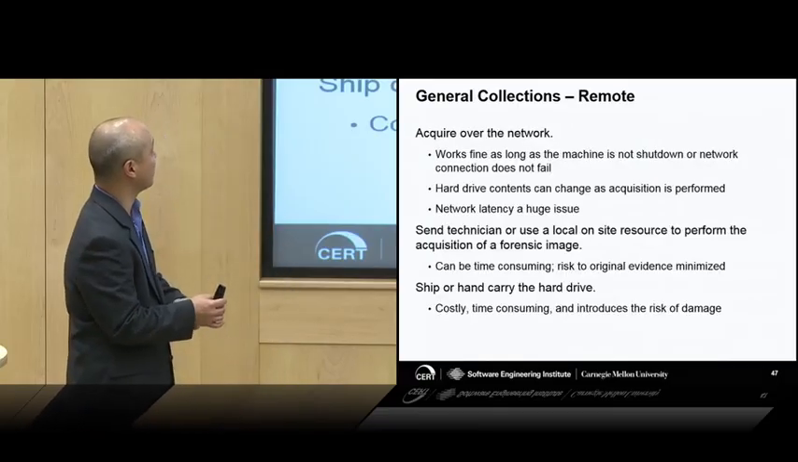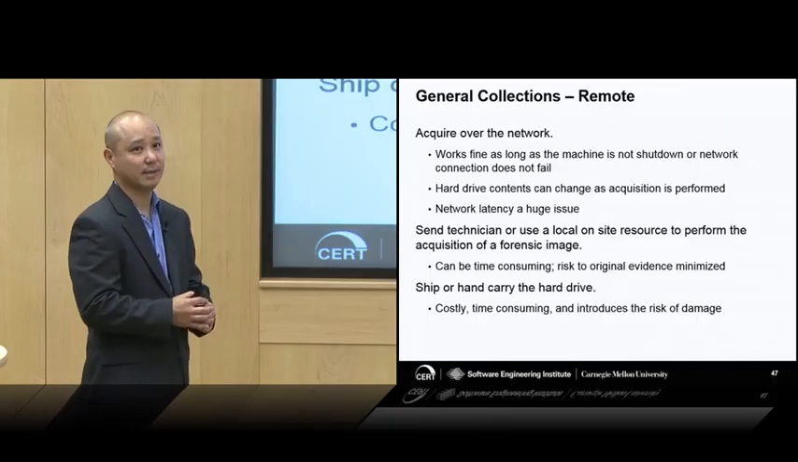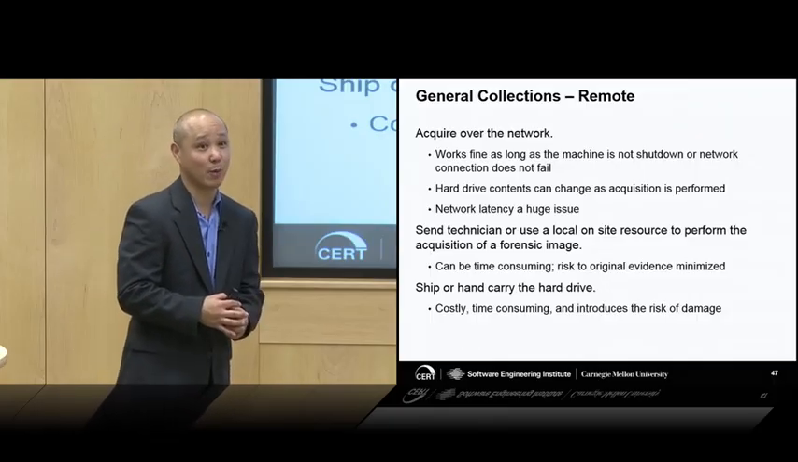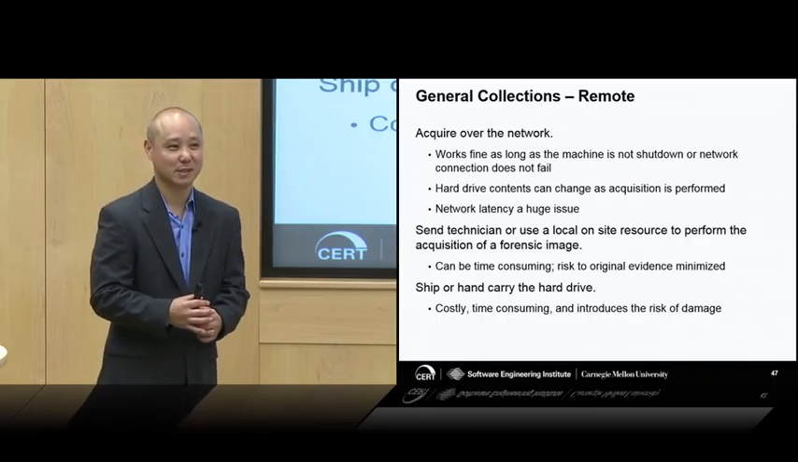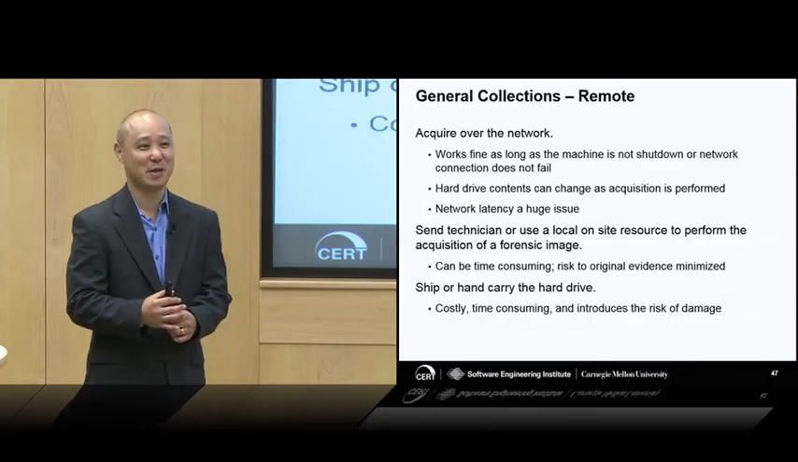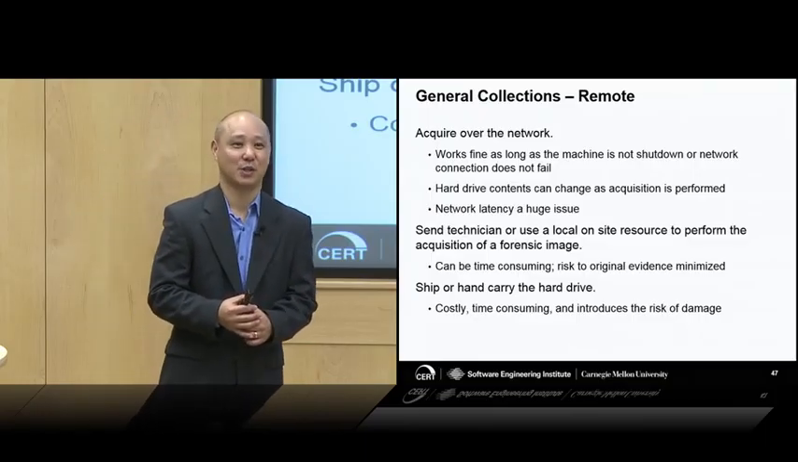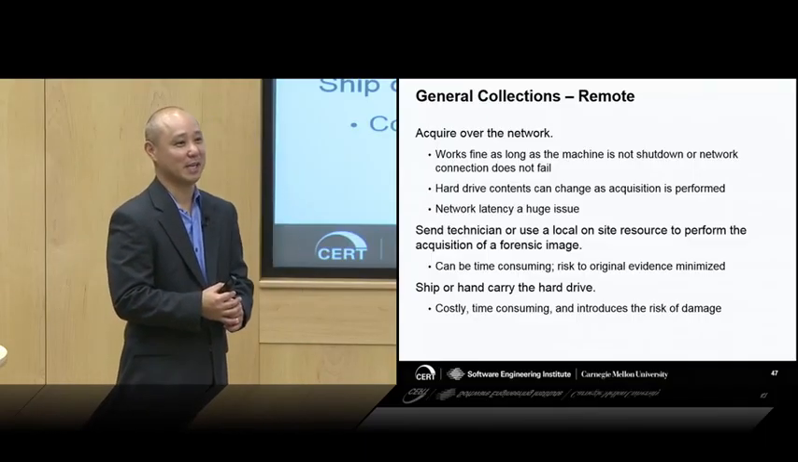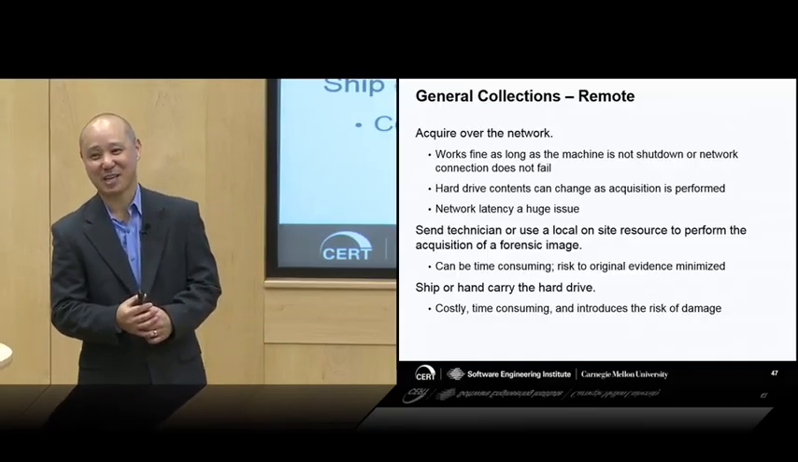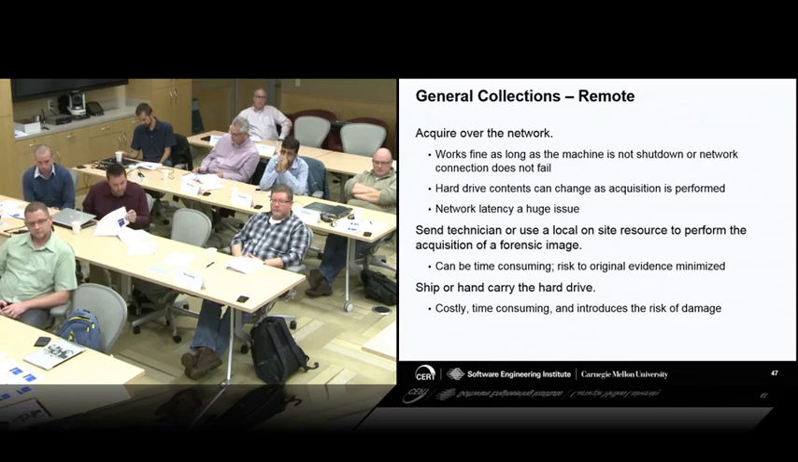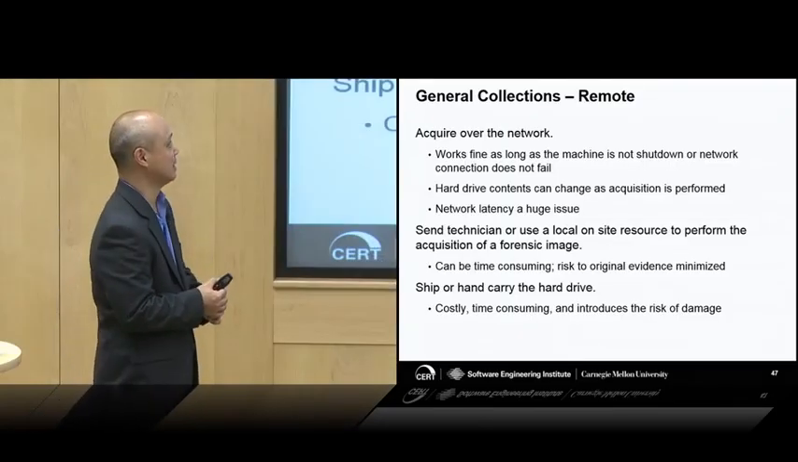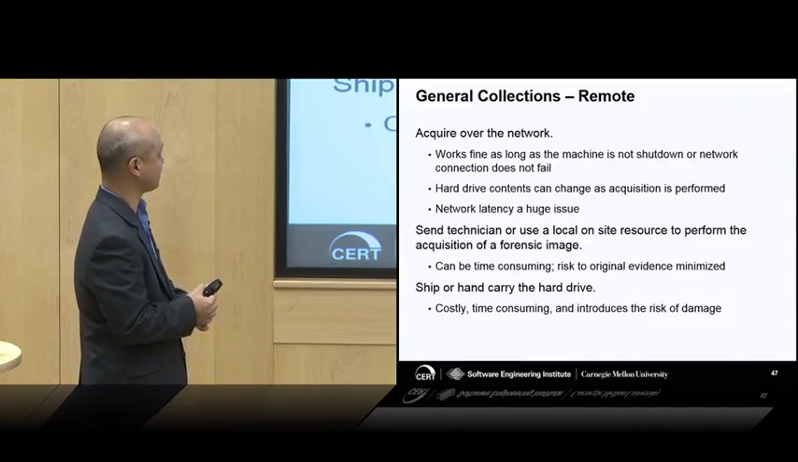And to acquire it over the network, right? Works fine as long as the machine is not shut down or the network connection fails. Those of you that have used a VPN before to work from home, have you ever had your VPN go down? Yeah, so that's interesting when you're in the middle of something and your document may or may not have been saved, but it's also a pain when you're 100 megabytes away from a 1 terabyte hard drive being done that you may be acquiring across the network. So that could be an issue to think about.